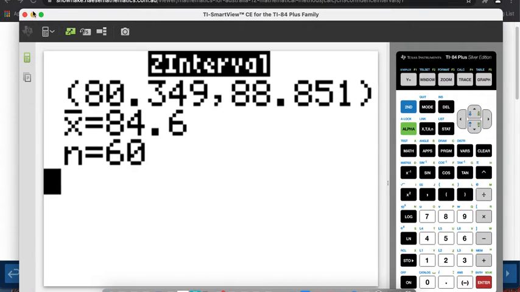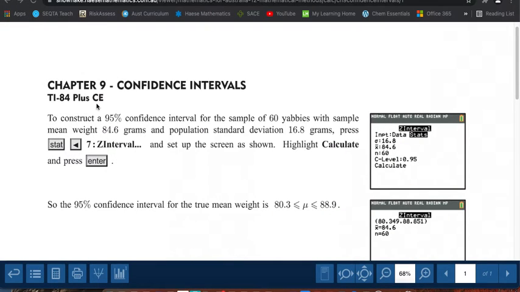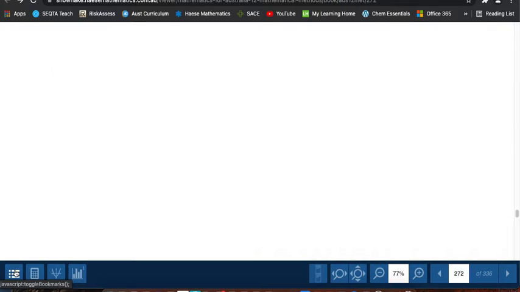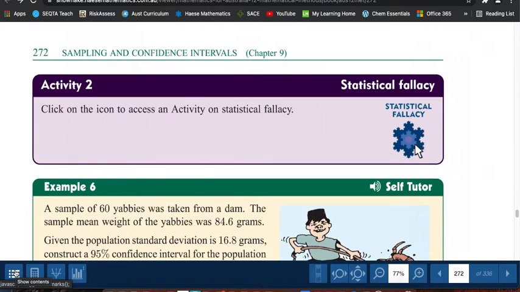Okay? But as you've seen in other parts of the course, questions are deliberately written so that you can't just use your calculator. You do need to be able to use that.